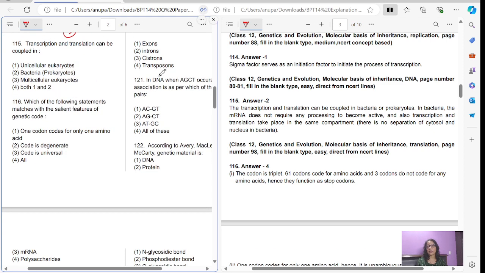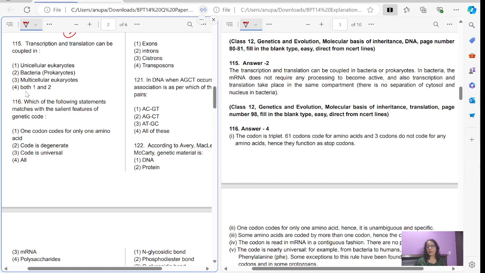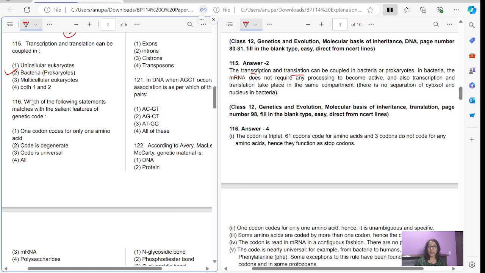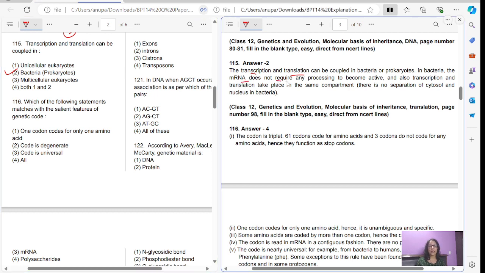Now let's move to the next question, that is question number 115. Question number 115 states that transcription and translation can be coupled in. Options are unicellular eukaryotes, bacteria or prokaryotes, multicellular eukaryotes, both 1 and 3. Transcription and translation can be coupled in bacteria, that is prokaryotes. Why? The reason is that mRNA does not require any processing to become active. In bacteria, the mRNA does not require any processing to become active. And also transcription and translation take place in the same compartment.